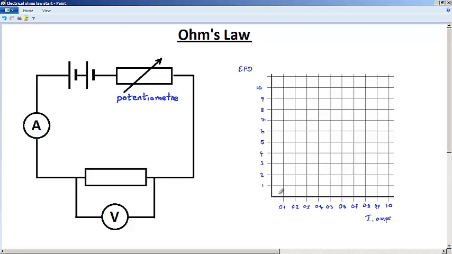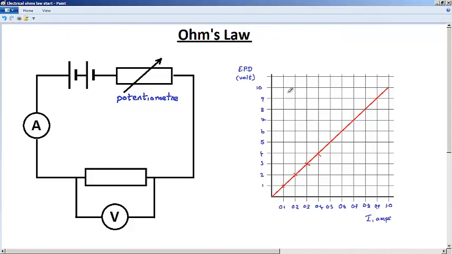Now, as we do this, we find that when the current is 0.1 amps, then the voltage, the electrical potential difference across the resistor, is 1 volt. And then we increase the current to 0.2 amps, and that produces 2 volts, 0.3, 3, 0.4, 4, and so on. Once you plot your points and join them up, you find you have a straight line graph. This indicates what we call in science a linear relationship.